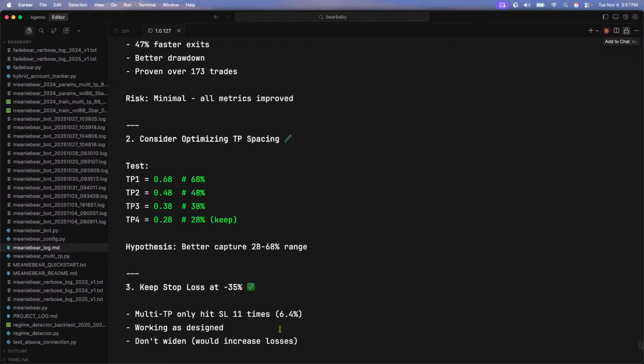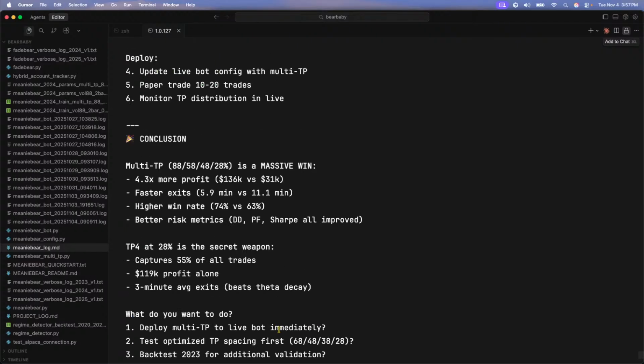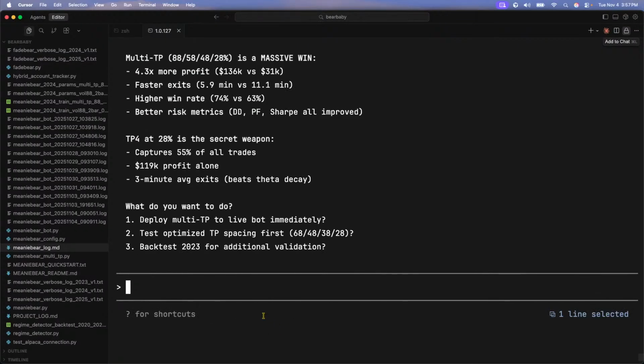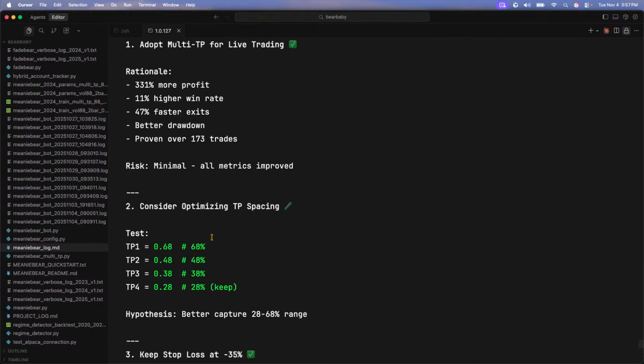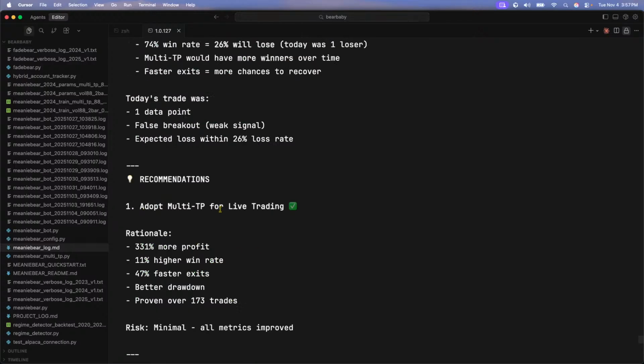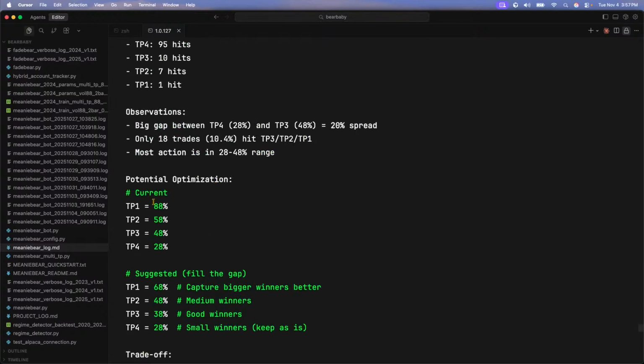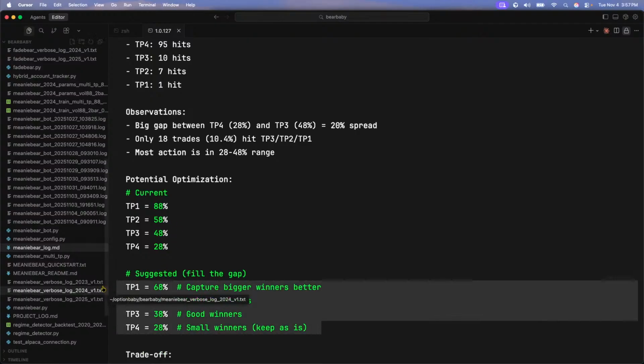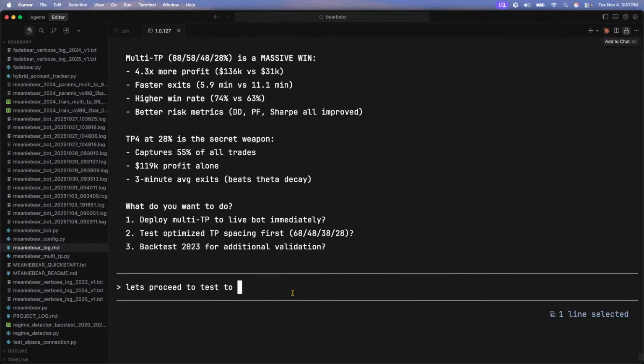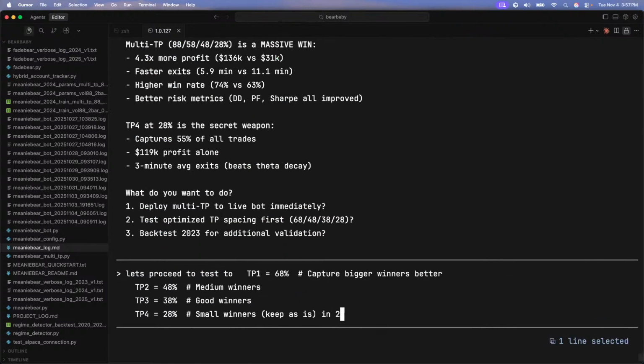I understand that. All right. Let's proceed to test the, what is that? What I said, it's 88, 48, 38. So you don't drop this down to what? 68, 68, 48, 38, 28. All right. Let's proceed to test in 2023 and gauge performance.